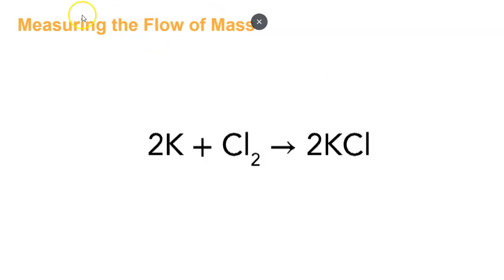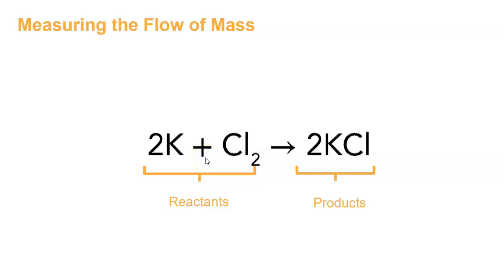All right, so we need to talk a little bit now about chemical reactions. This is how we measure the flow of mass. The symbols here, K and Cl, represent atoms, in this case specific elements. K represents potassium, Cl represents chlorine, and KCl, the combination of potassium and chlorine, is potassium chloride. Here are the reactants, before the arrow. Here is the product. We call the numbers in front coefficients, and they just say how many of each atom are present.